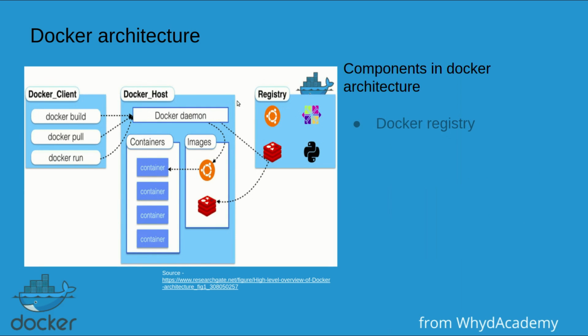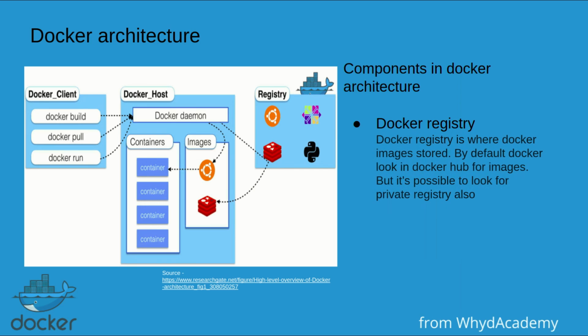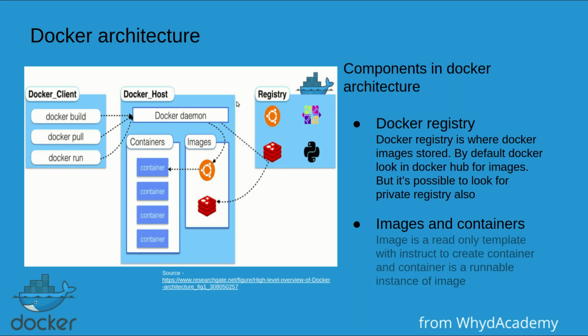Docker registry is where Docker images are stored. By default, Docker looks at Docker Hub for Docker images, but it's possible to configure it to look in private registries. Images and containers. An image is a read-only template with instructions to create a Docker container, and a container is a runnable instance of an image.